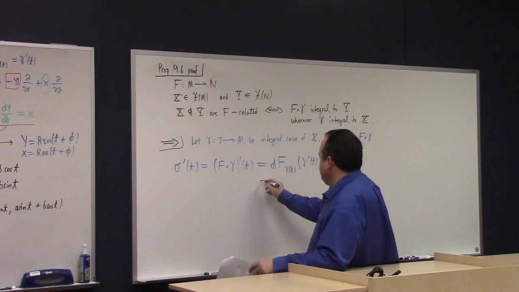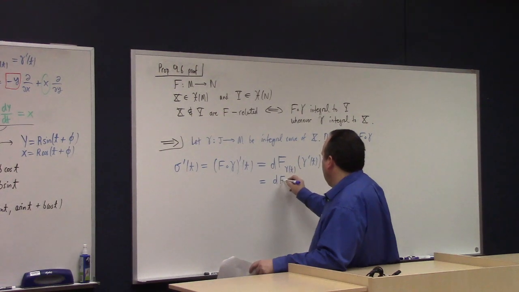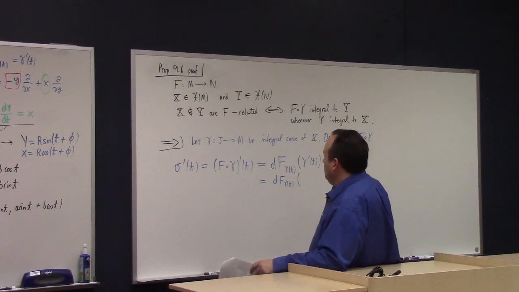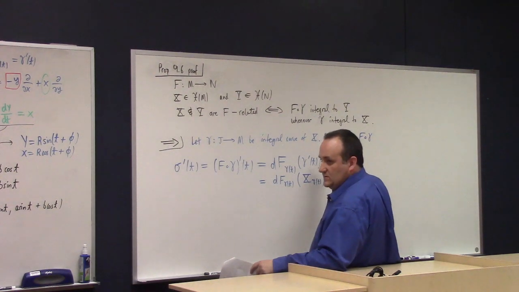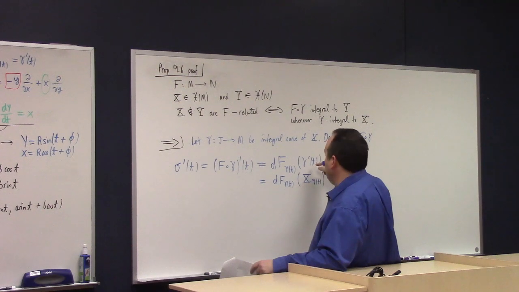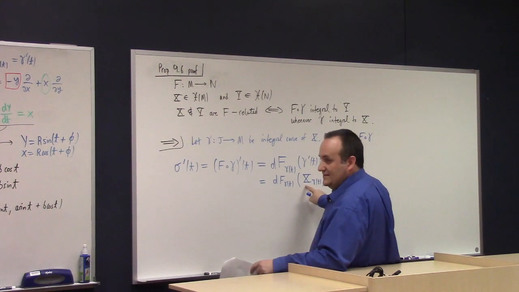All right, but what's that? We've got dF at gamma of t, and your gamma prime of t, remember, is an integral curve of X, right? So by definition of integral curve, we can trade gamma prime of t for simply X at the point gamma of t. You guys got that? Does this make sense? So integral curve means that the vector field is equal to the velocity vector of the integral curve. That's just the definition of integral curve.